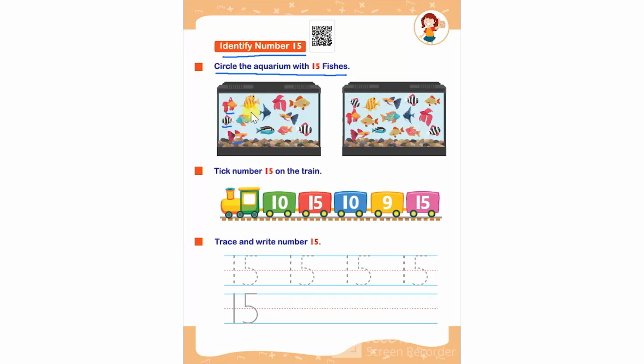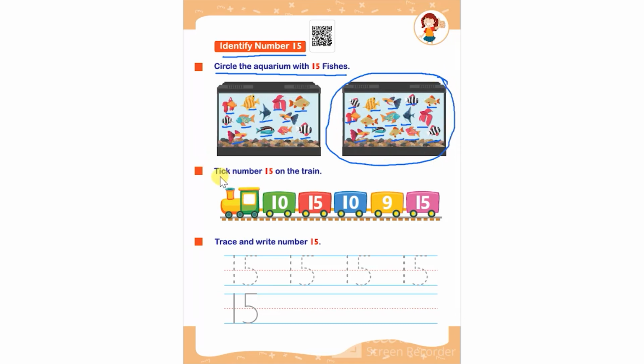1, 2, 3, 4, 5, 6, 7, 8, 9, 10, 11, 12. So here there are only 12 fishes. In the second aquarium there are 1, 2, 3, 4, 5, 6, 7, 8, 9, 10, 11, 12, 13, 14, 15. So here there are 15 fishes.